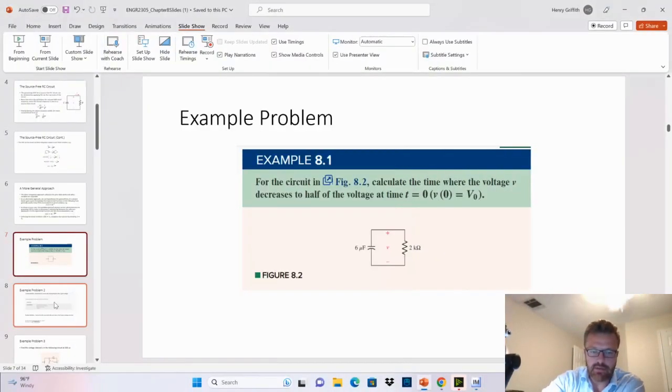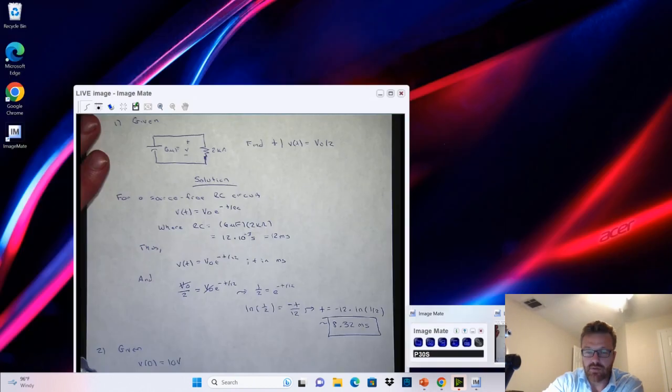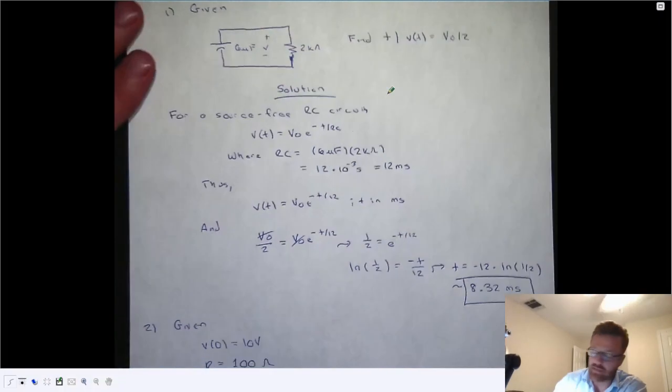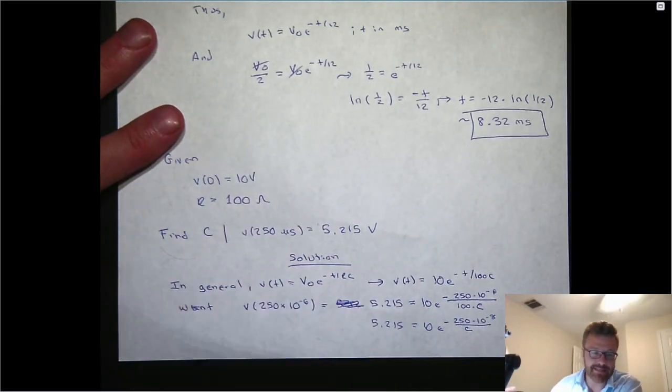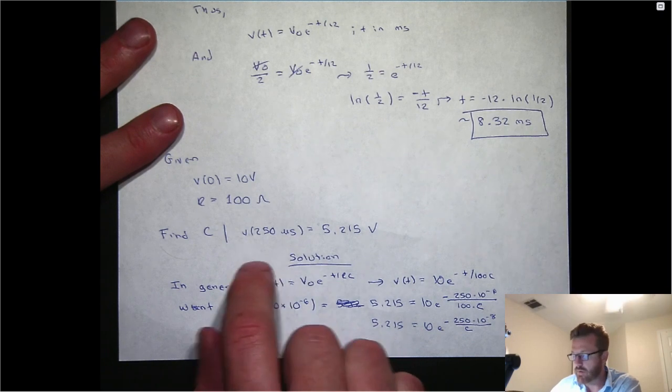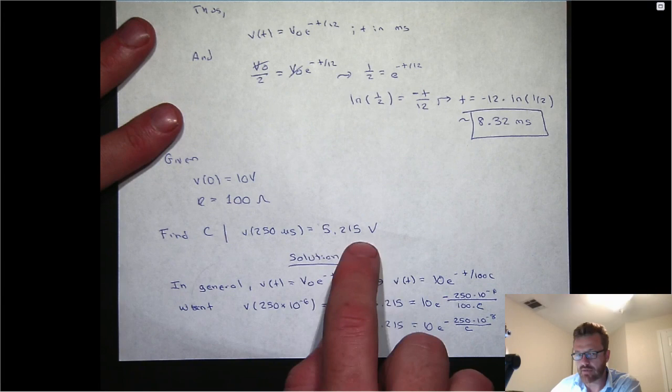So let's look at the next example here. We're given the initial value of the voltage in a source-free RC circuit along with the resistor value. And what we want to find is the value of C such that the voltage at 250 microseconds takes on this value. So it's decayed from 10 volts to 5.215 volts. What is the value of the capacitor to make that happen? Intuitively, we know it's dependent upon the capacitor because we're given a resistor value, and we know that the product of these two things, the R times C, dictates the time dynamics in the circuit. So we want to find C such that the value of the voltage at 250 microseconds equals this actual value.